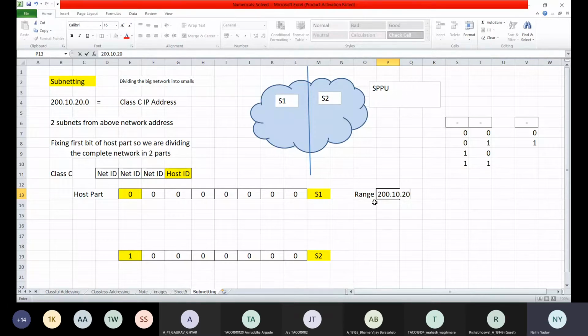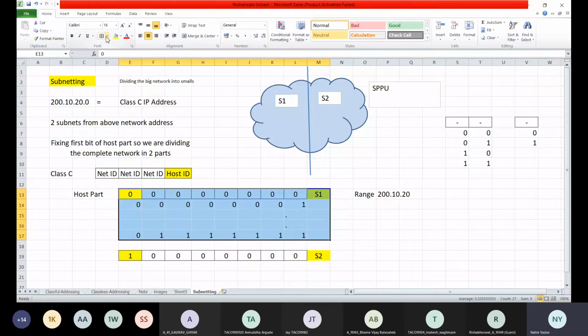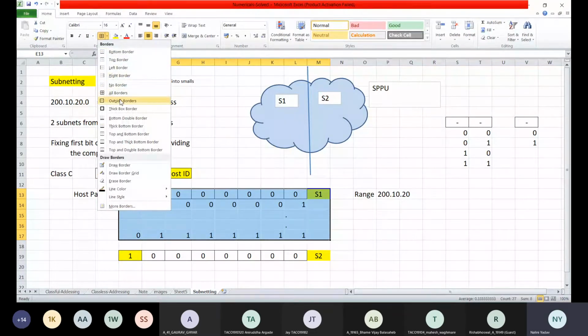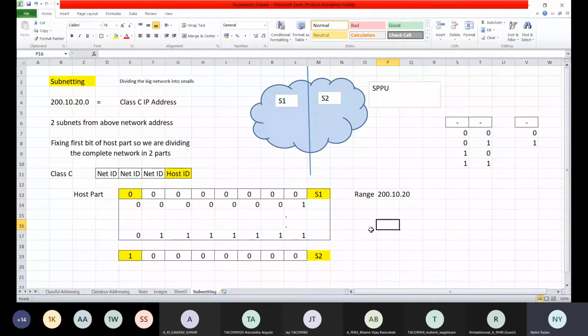Now from this host part, my different hosts will start as 0, 0, 0, 0, 0, 0, 0, 1, correct? And this will go up to, say, there will be a dot and this will go up to all ones in the host part, correct? So this is 1, 1, 1, 1, 1, 1, 1. Okay. So this will be the range of my S1. Understood all of you? This is going to be the range of my S1.